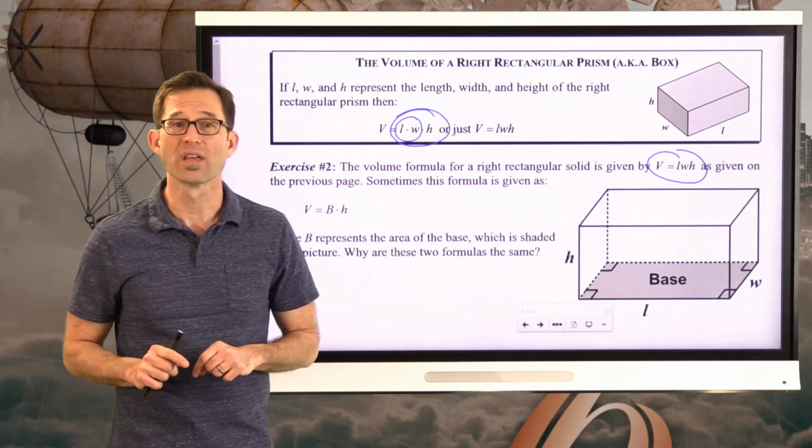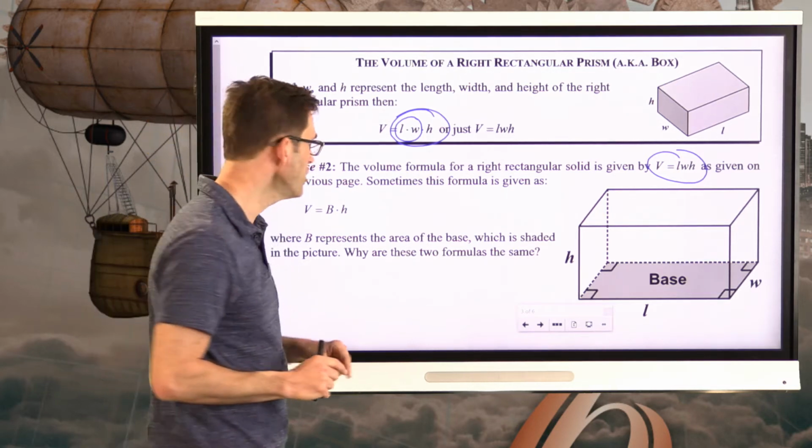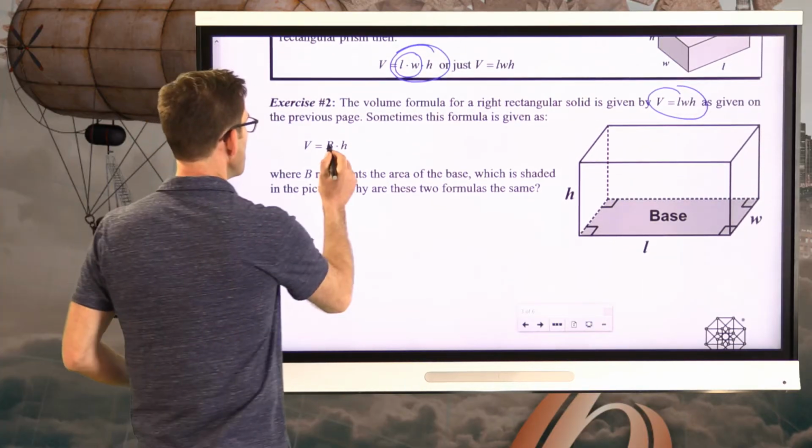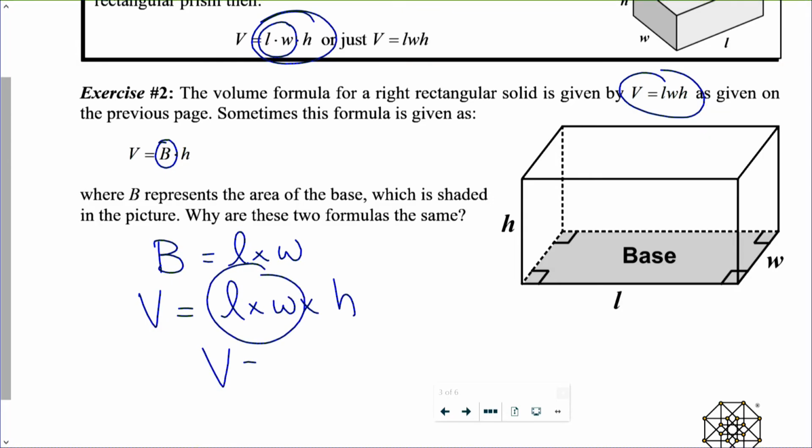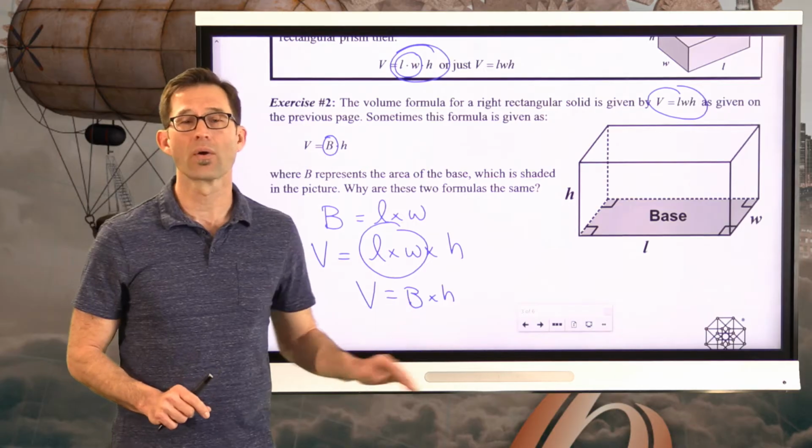But it also represented the area of the base. So these two formulas are the same because literally the area of the base is length times width. So if the volume equals length times width times height, then we can just replace the length and the width with the area of the base. All right? And this is a more generalized formula.